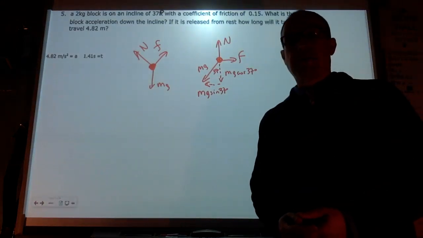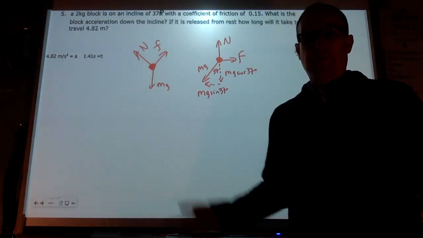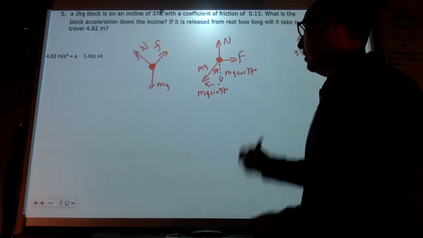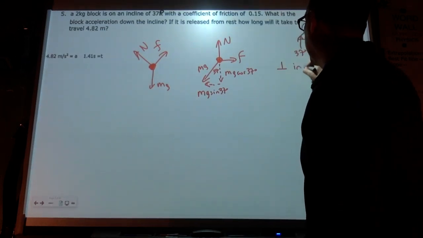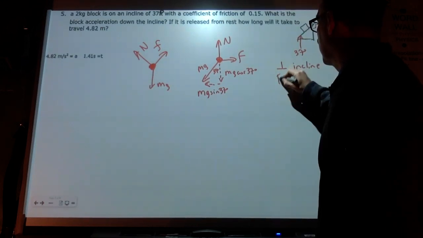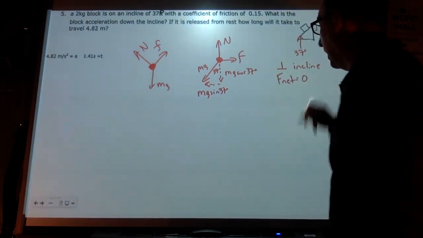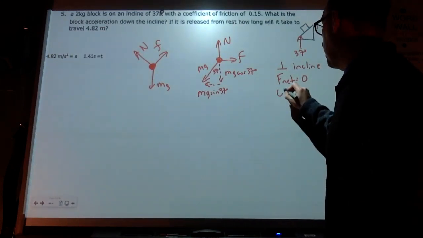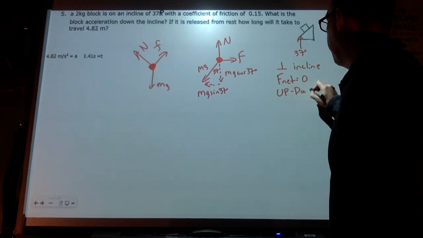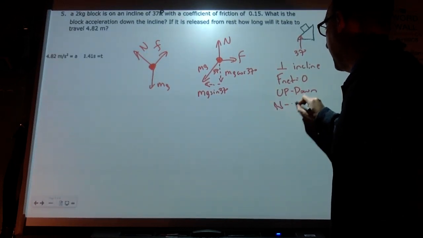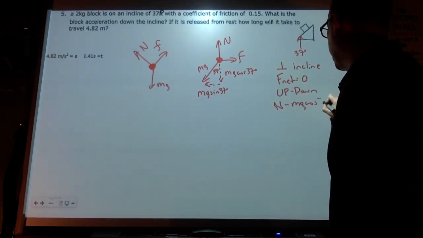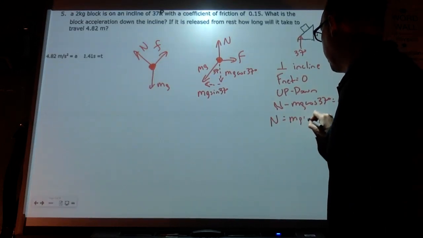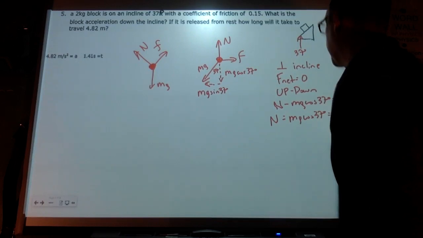All right, so I'm going to solve for the normal right off the bat because I know from the problem I just did a couple problems ago that I'm going to need it anyways. So I'm going to say that perpendicular to the incline, F net's equal to 0. And so I'm going to take my forces up minus my forces down, which is going to be n minus mg cosine of 37 is 0. So the normal is going to be equal to mg cosine 37.